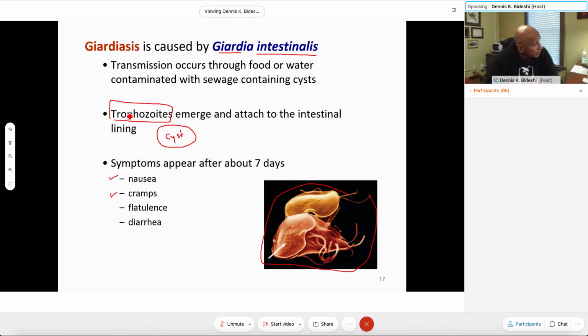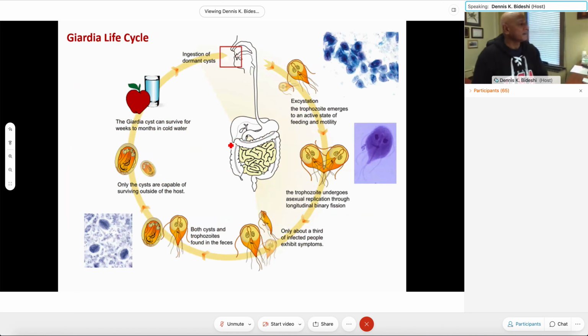So there are two forms for this organism, a trophozoite, the actively feeding form, and the cyst. Typically, we get infected by consuming food or water that contains the cyst form. So that's the infective stage. All right, so let's go for this. So again, life cycles again.